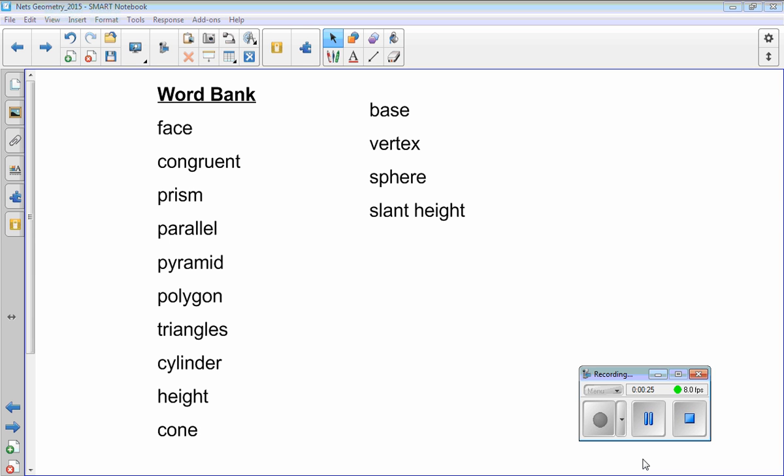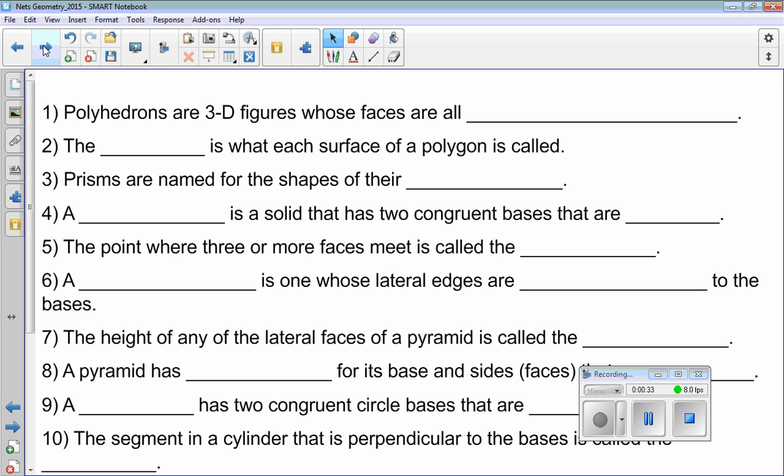So this is kind of like a little bit of a word bank. I was just glancing at it. We'll see, hopefully I got all the words that were there. But if we go ahead, polyhedron, that's a word that if you don't know, you should know what it is. It is a 3D figure that's made up of a bunch of polygons. So all the faces are, in fact, polygons.